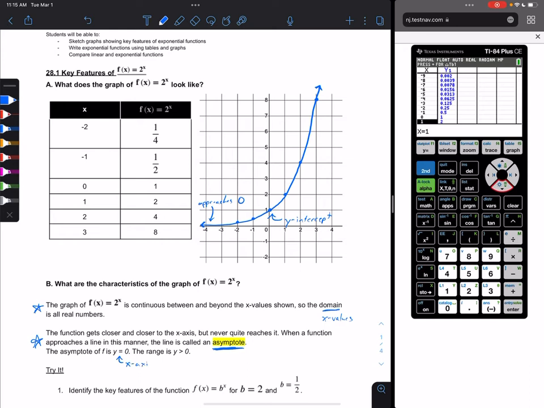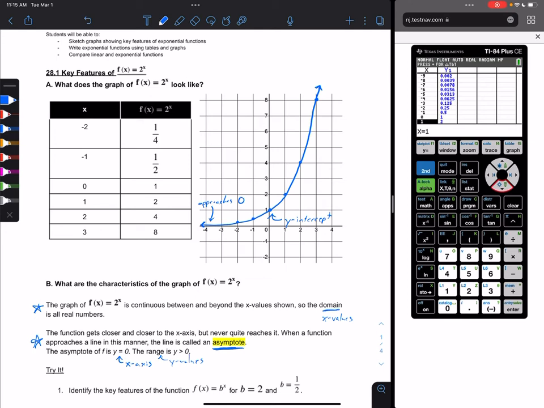That's the x-axis. The range is y greater than 0, because all of our y values are going to be above the x-axis. The y values have to be greater than 0. They cannot be equal to 0 because the graph will not actually touch the x-axis. That's why, again, it's an asymptote, but the values will be greater than 0. So domain is your x values, range is your y values.